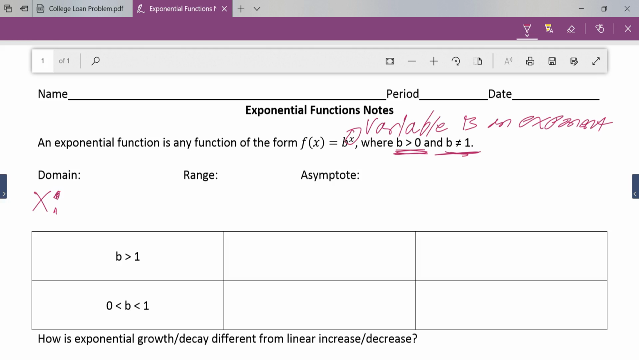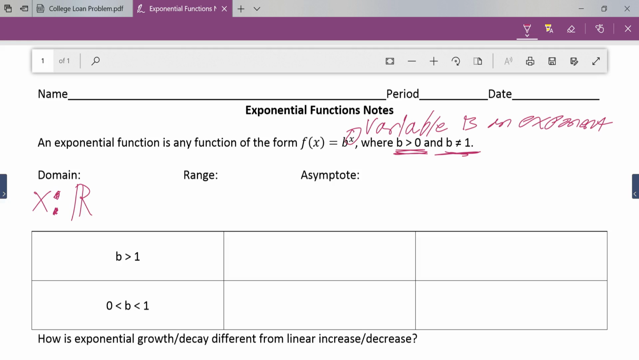For these, because our x is an exponent, we can have any number there. x can be negative, x can be 0. If x is 0, then b raised to the 0 power is always going to be 1. And x can be any positive number. So we just say that x can be all real numbers.